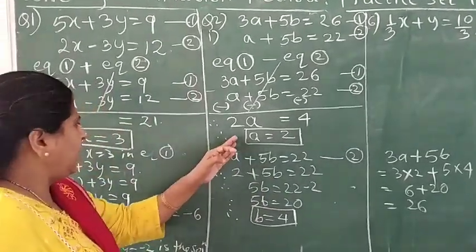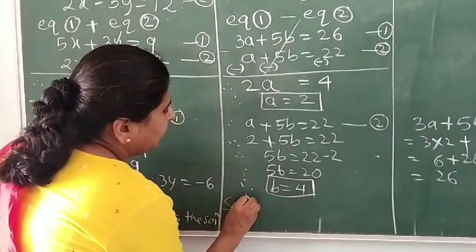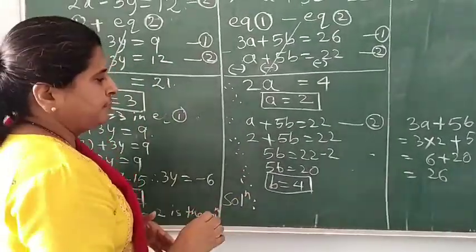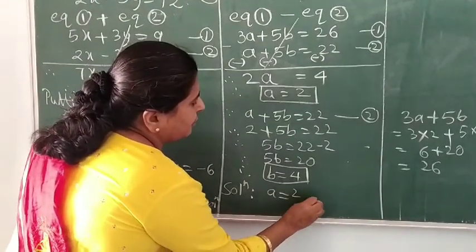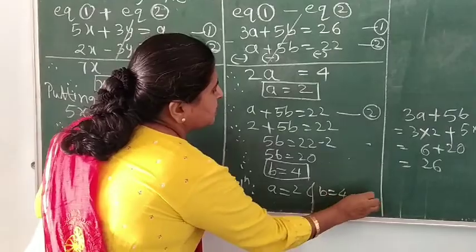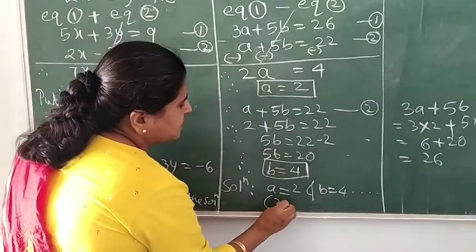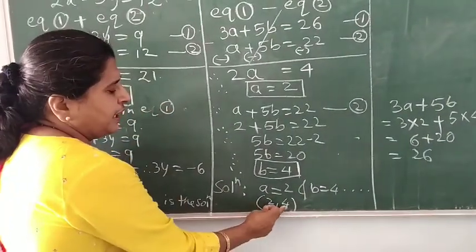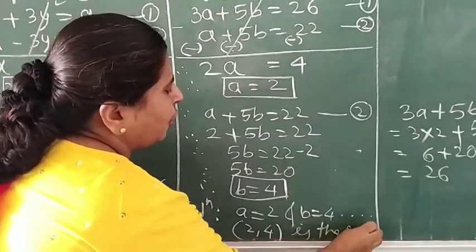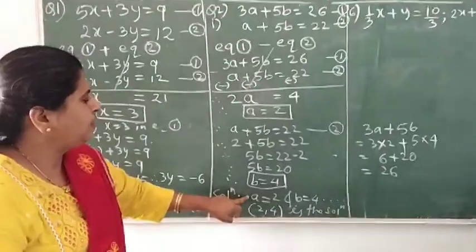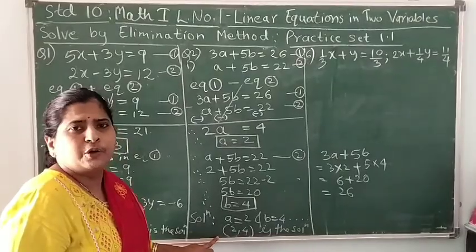Okay. Now while finding a or b, in any order, the solution should always be written in alphabetical order. Means if we find a or b first, we always write a first and then b. Therefore a is equal to 2 and b is equal to 4 is the solution. This solution can be written in another way as a pair of two numbers, 2, 4. Means the first value of a and then the value of b is the solution of the given equations. Preferably you write by the first method, but it is written by the second method also. You should know this alternative method also.